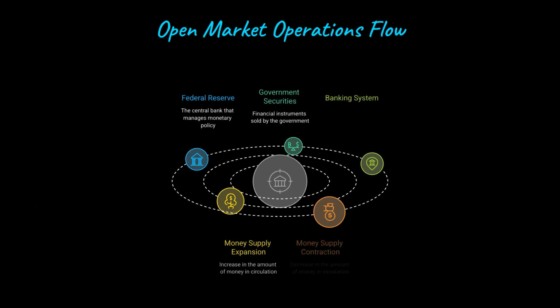When the Fed buys government securities, it injects money directly into the banking system, expanding the money supply. When it sells securities, it pulls money back out, contracting the supply. This flexibility makes open market operations the workhorse of monetary policy.